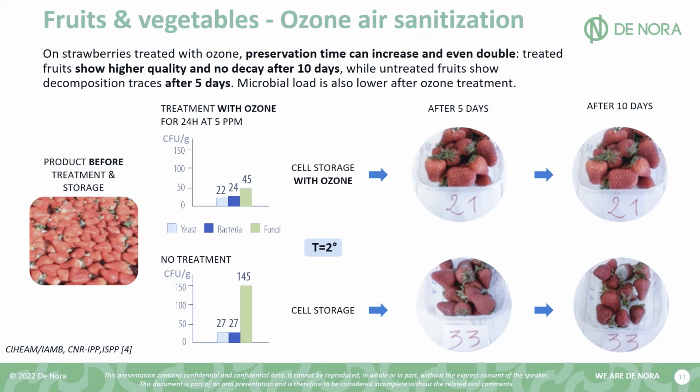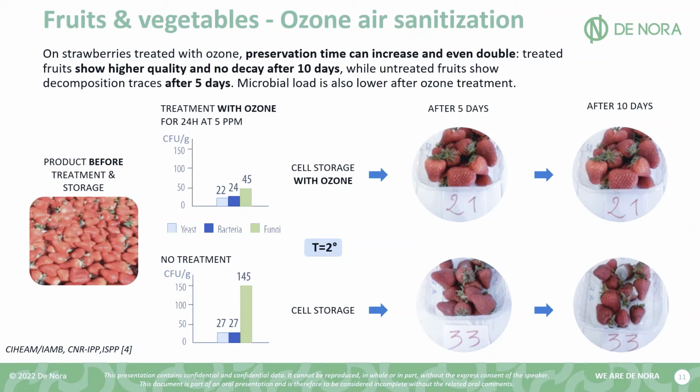On strawberry, we can see some results. As you can see, in this case, we use 5 ppm for 24 hours. As you know, we use different concentrations for different times, because for different kinds of products, we need to manage contact and time concentration in a different way, because all the kinds of products are different.